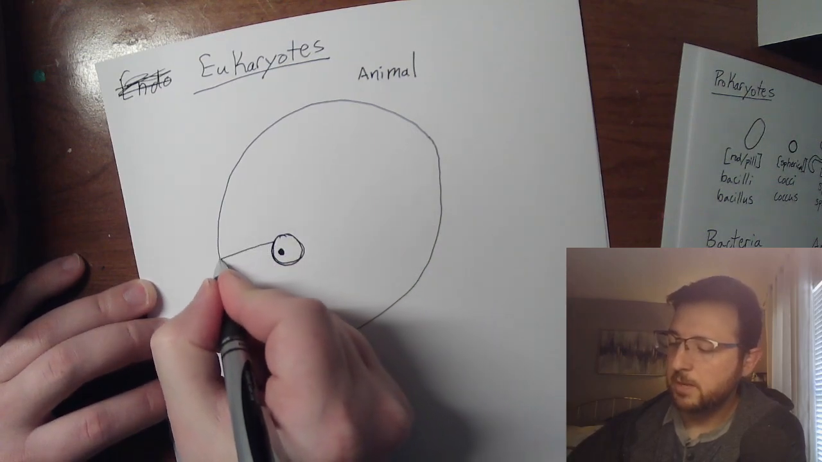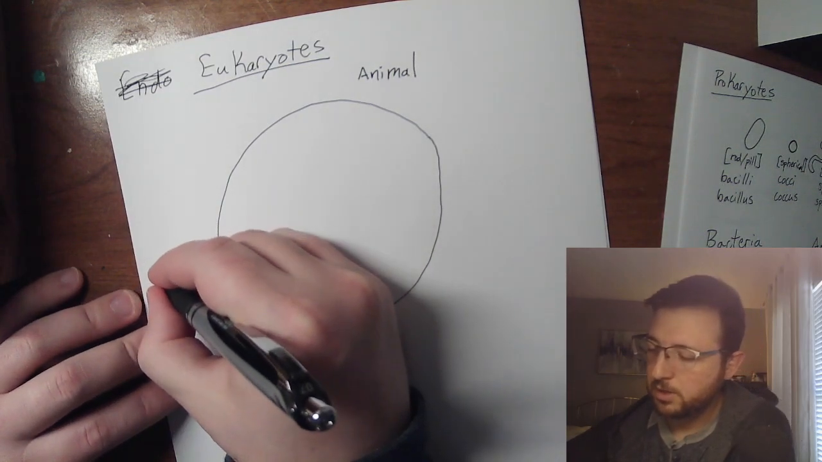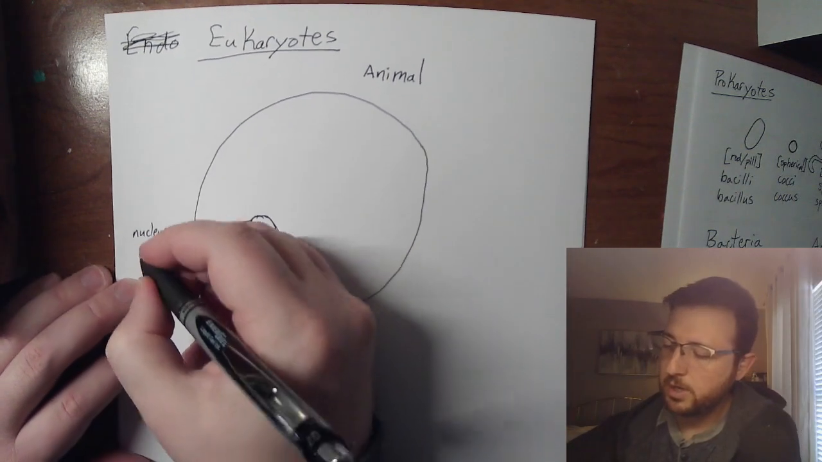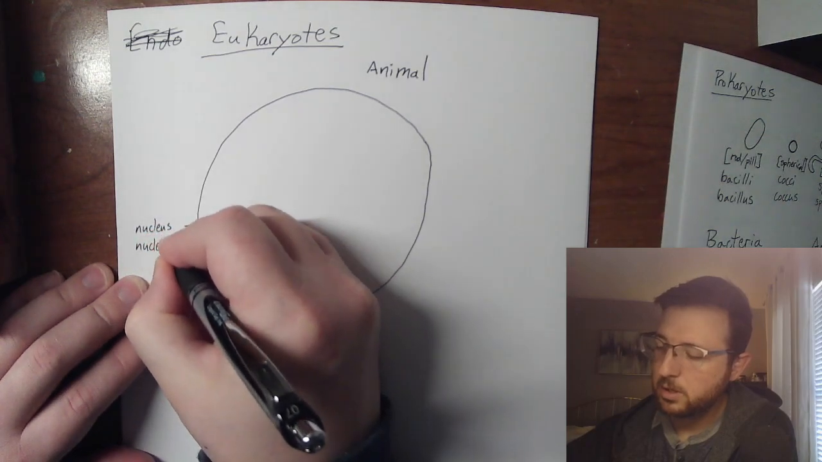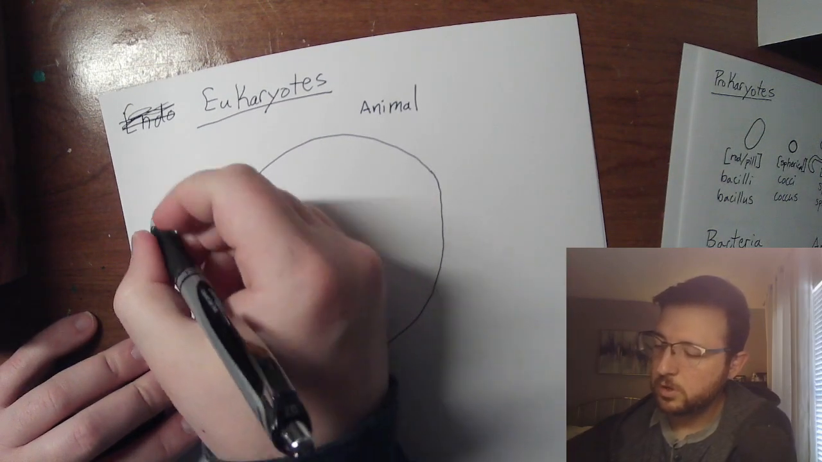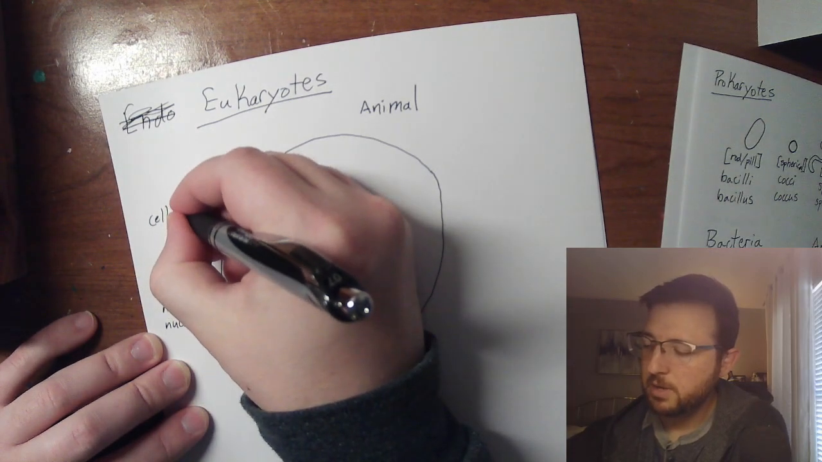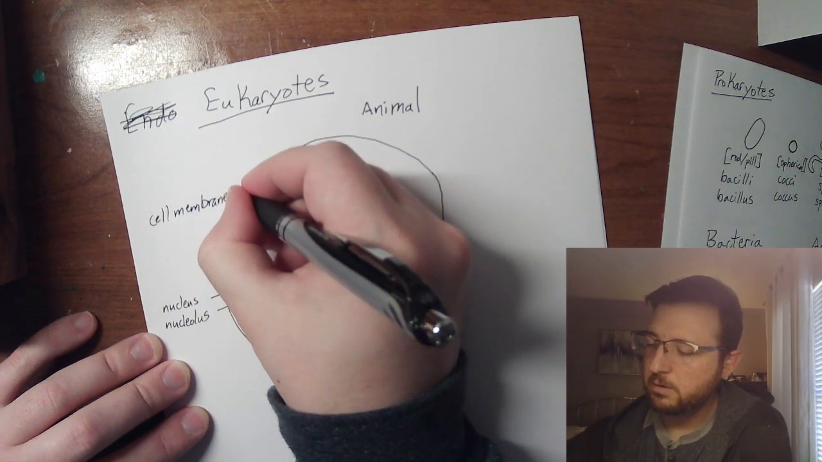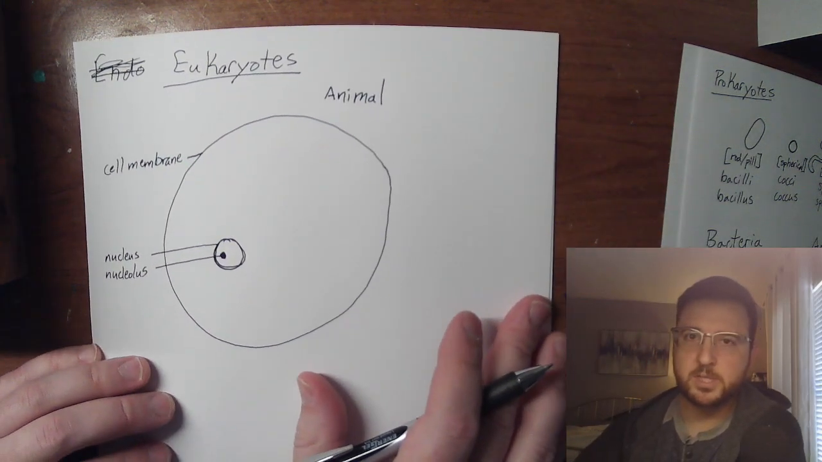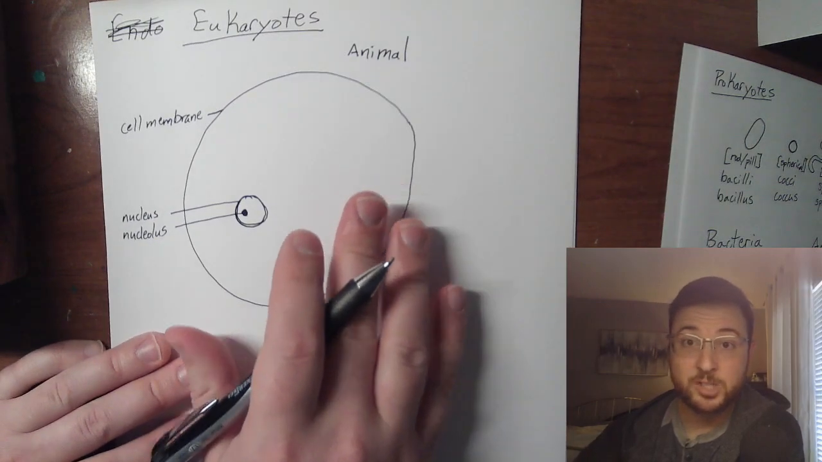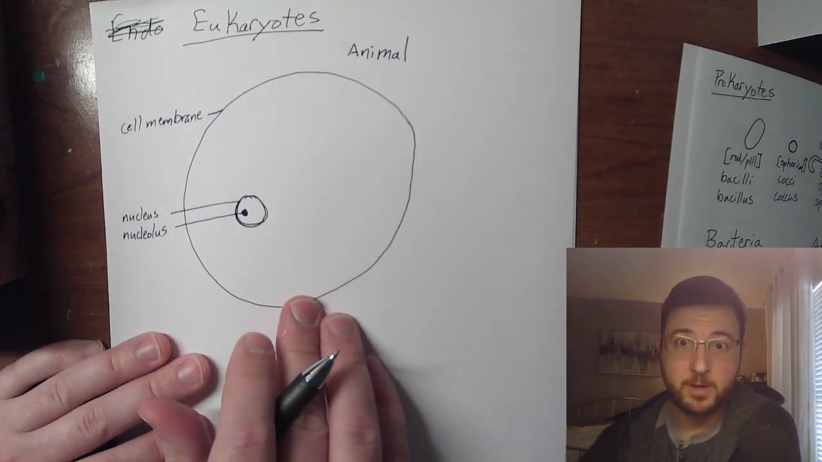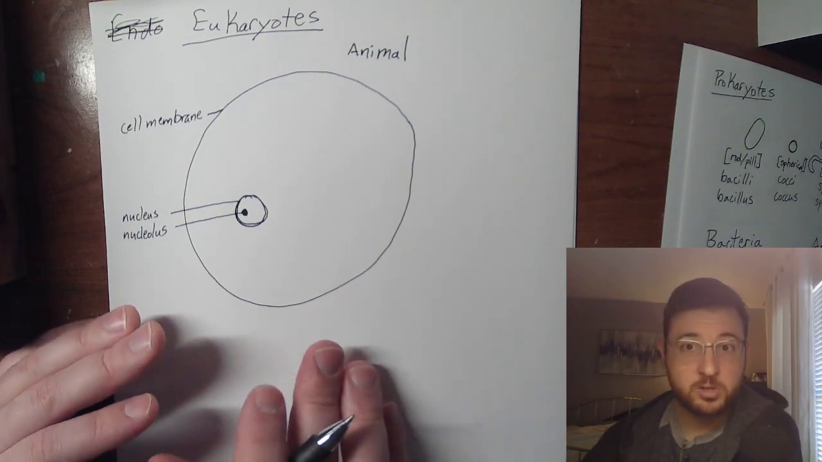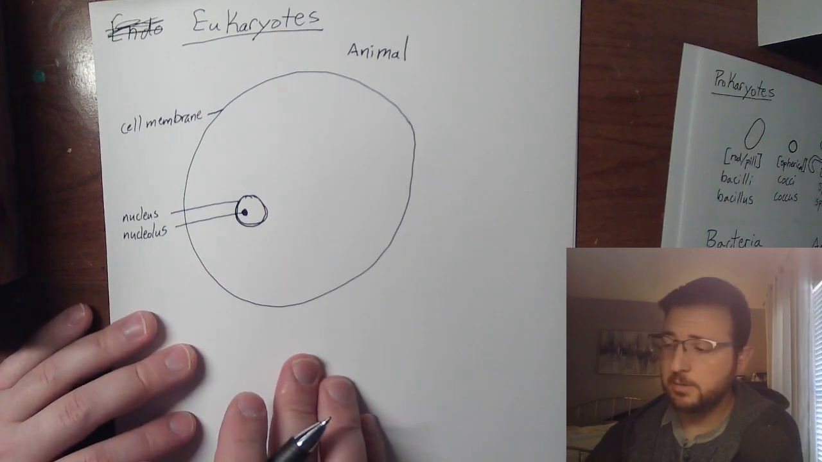Okay, so let's label this already. We've got the nucleus, and we have the nucleolus. And of course, we have our cell membrane. That's right, eukaryotes and prokaryotes both have a cell membrane, and this cell membrane is serving the same functions in both. The prokaryotes were using it to regulate what goes in and out of the cell. The eukaryotes are using it to regulate what goes in and out of the cell.